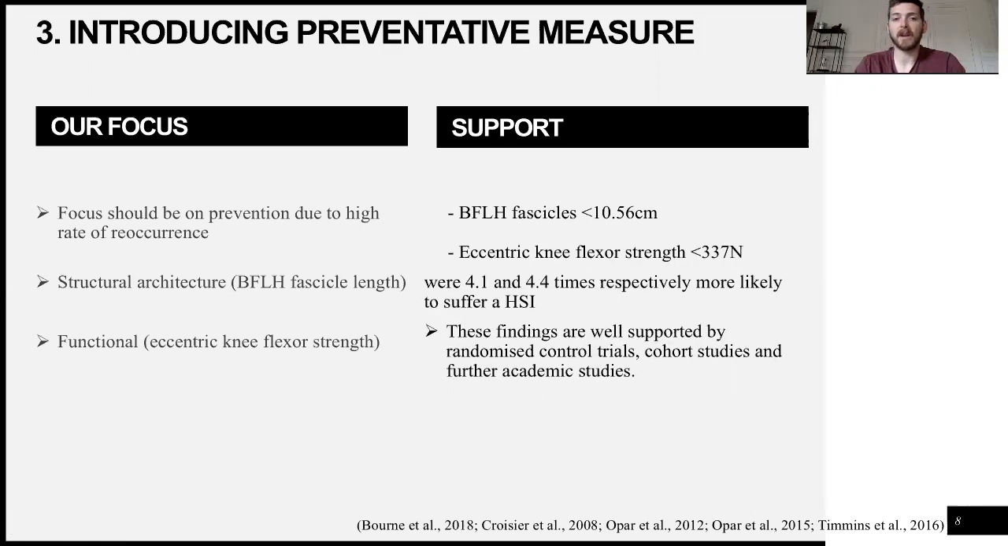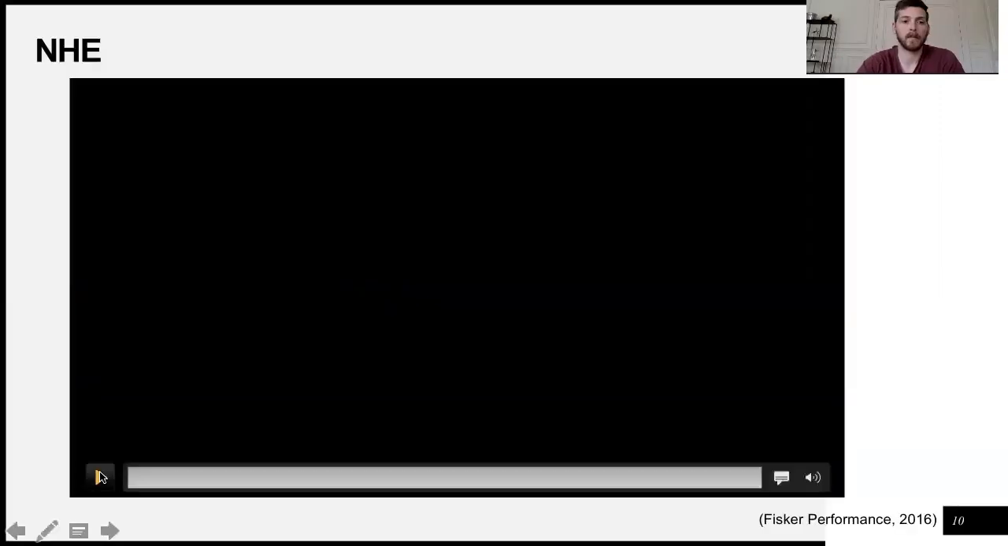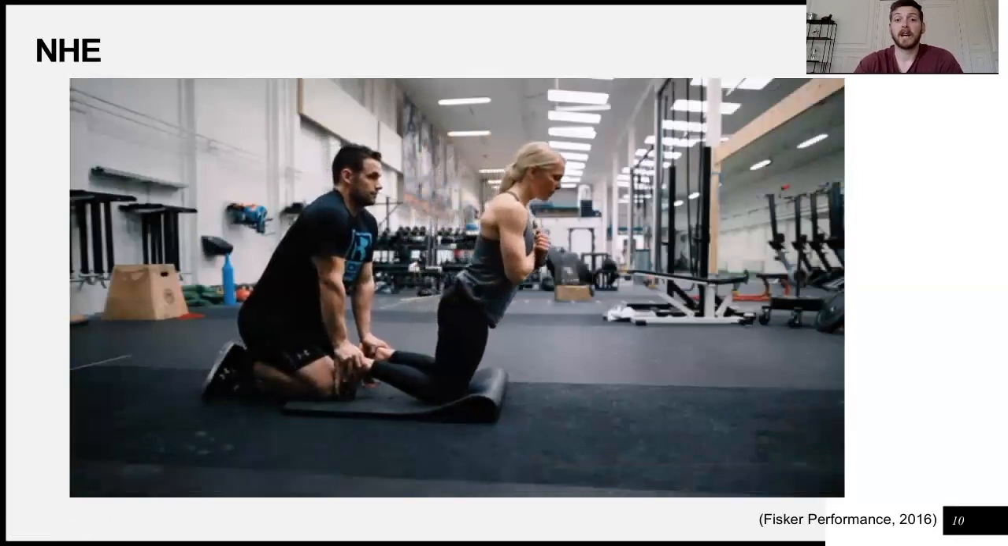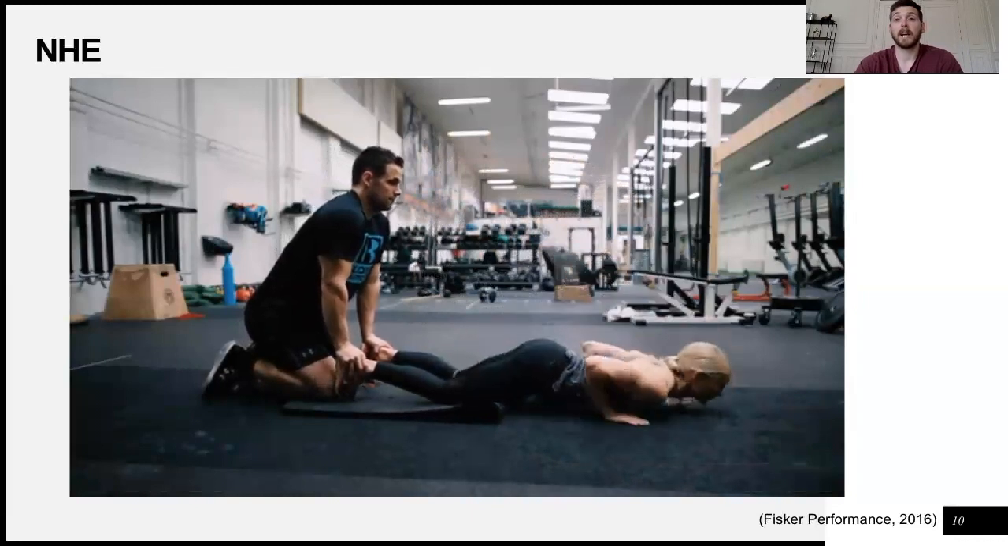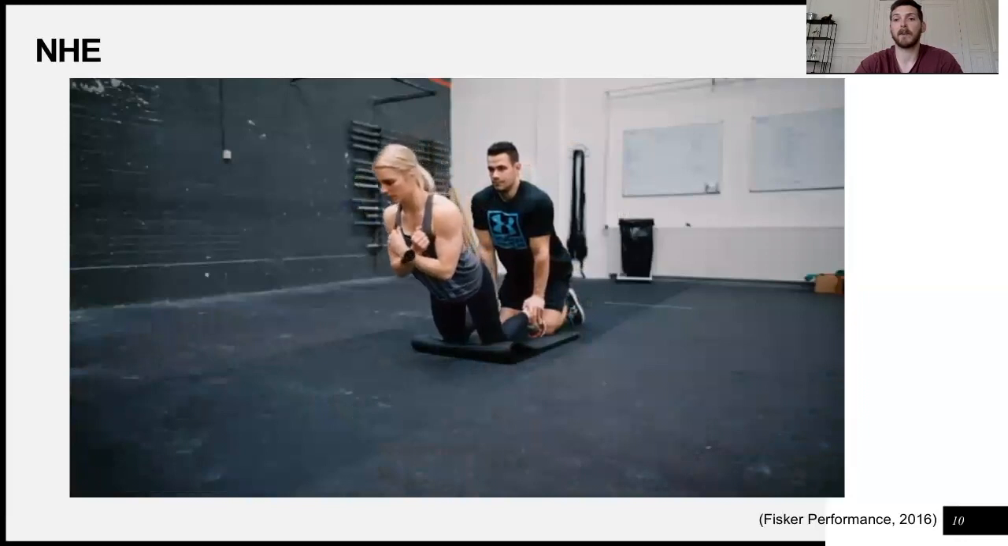With this in mind, I propose that we introduce an injury prevention strategy around the Nordic Hamstring Exercise. This is the partner-assisted version of the Nordic Hamstring Exercise. You'll see the focus on the eccentric knee flexor strength to lower the body. For a super maximal intensity, the athlete would hold weight on the lowering phase.